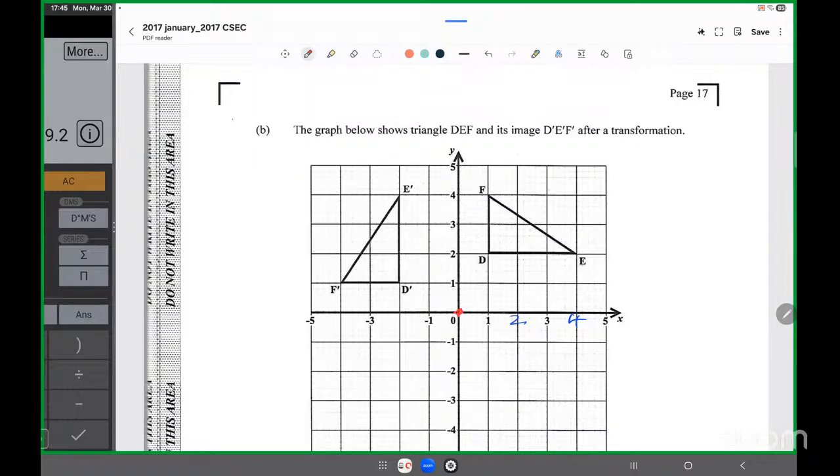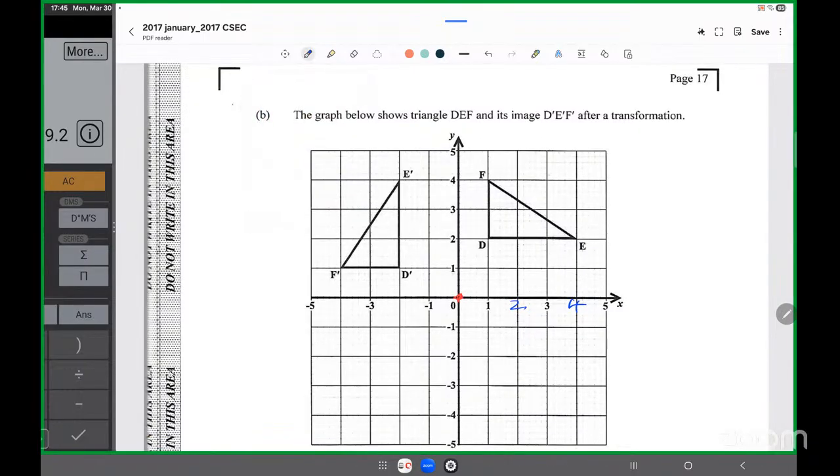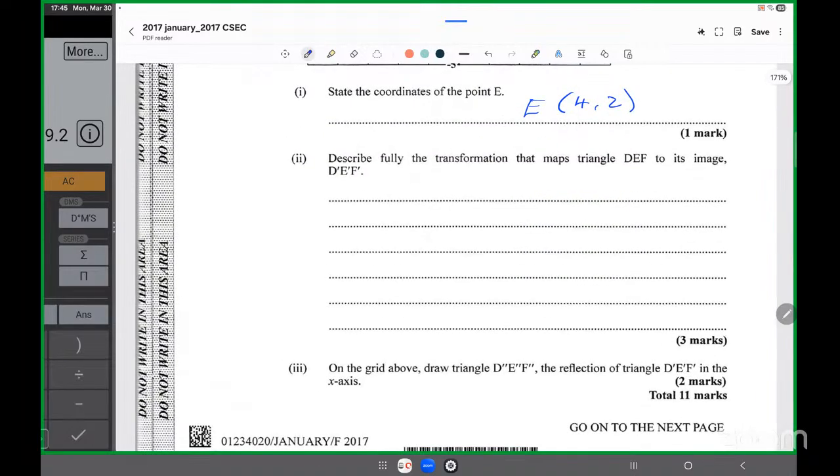So then you write that. If you're describing a rotation, you must give those three things. All right? So this is a 90 degrees anticlockwise rotation about the origin.